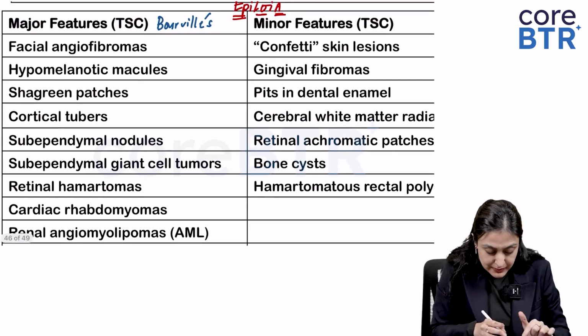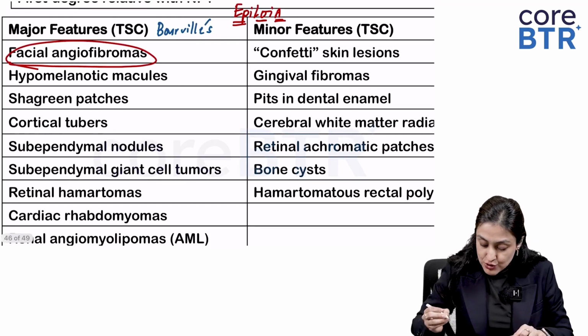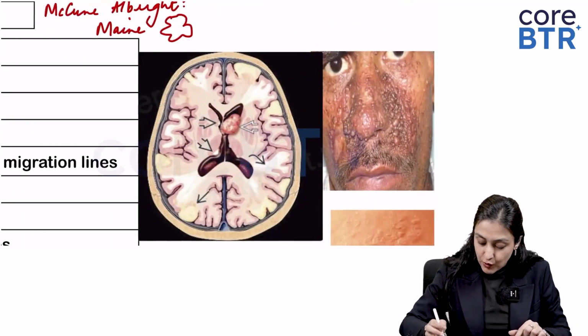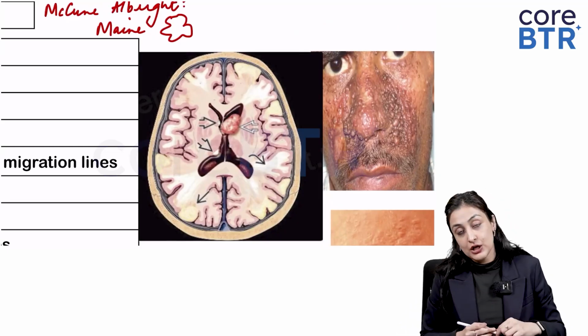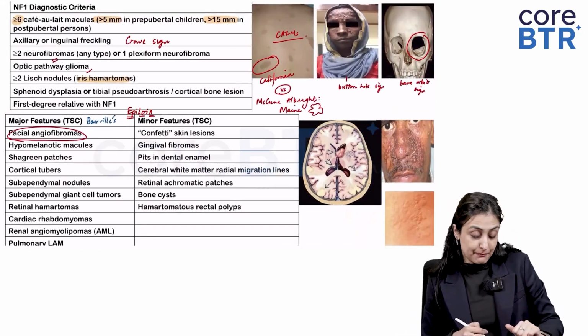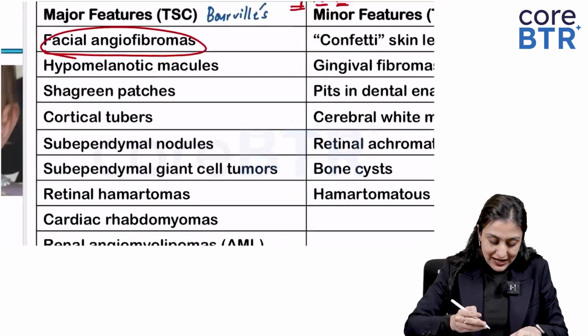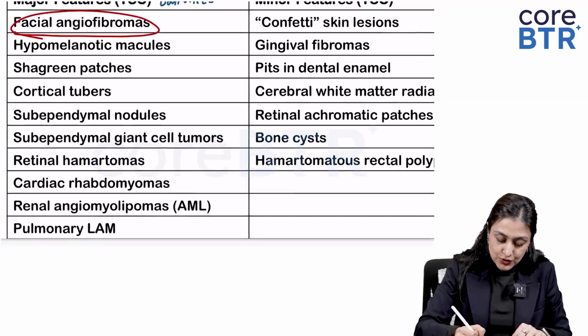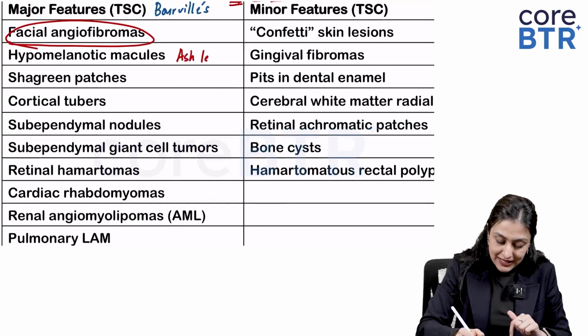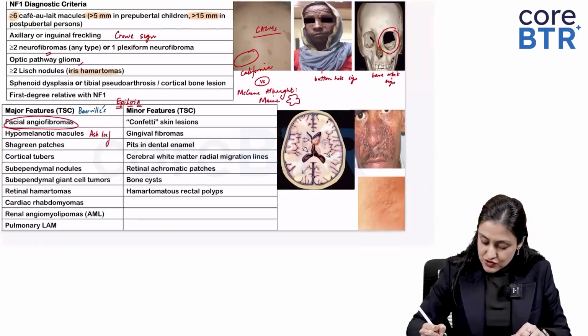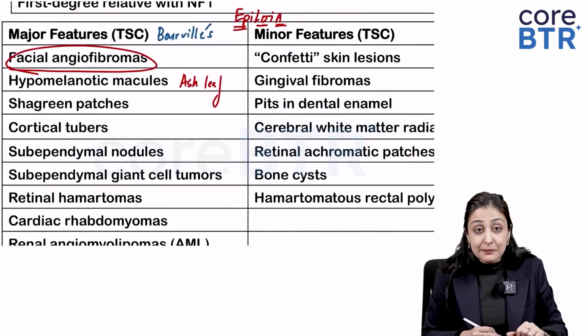So adenoma sebaceum is nothing but these angiofibromas that you have on the face, which is the hallmark of the disease, right? So that's epiloia. Then you may also have hypomelanotic macules, which are called ash leaf macules. There can be these patches in the trunk called shagreen patches.